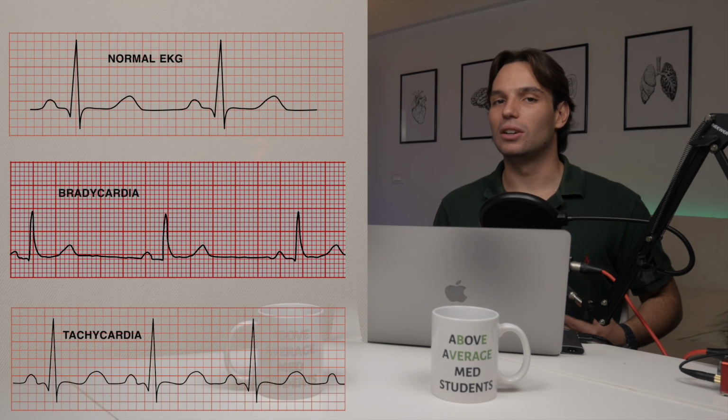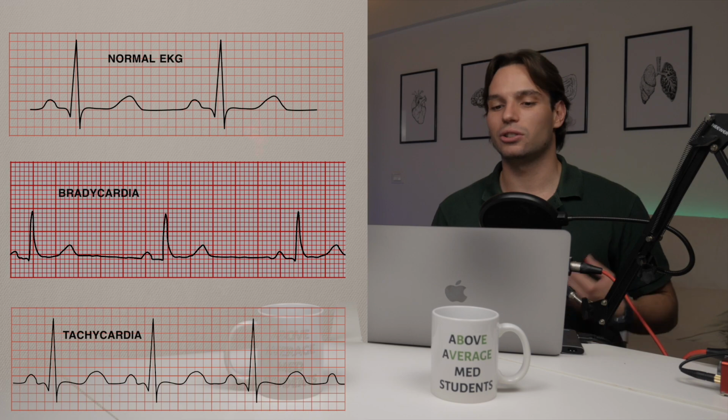Abnormalities in rate consist of abnormal spacing between cardiac cycles, so either an increase or a decrease in time between two cardiac cycles. The two main pathological conditions are tachycardia and bradycardia. Tachycardia refers to a heart rate faster than 100 beats per minute, while bradycardia refers to a heart rate slower than 60 beats per minute.